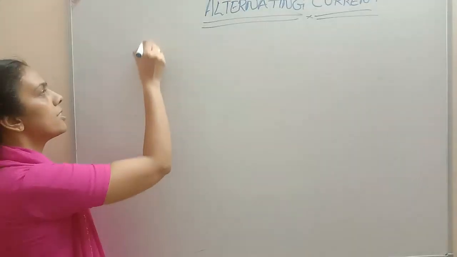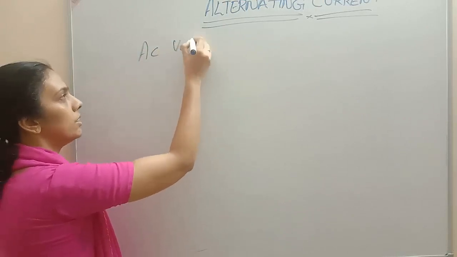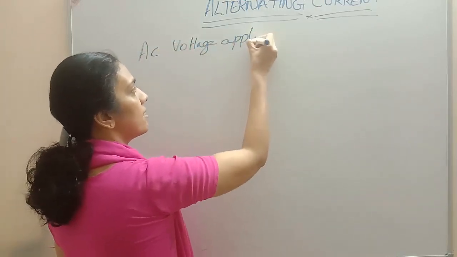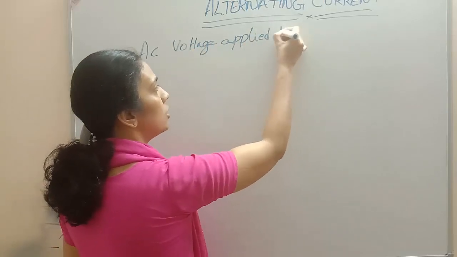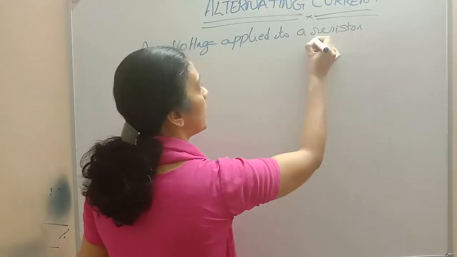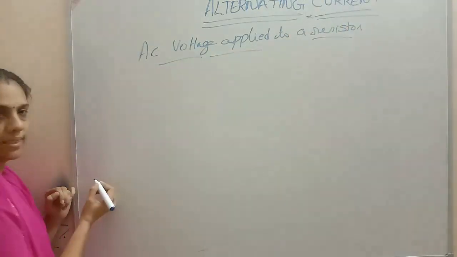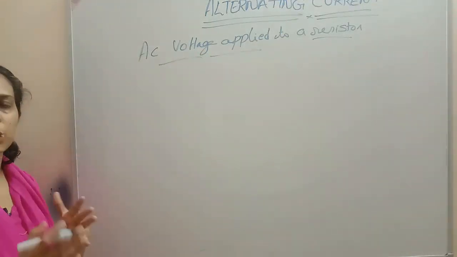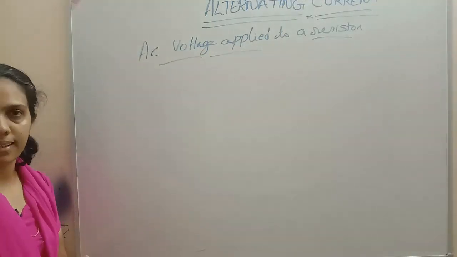So the first one is AC voltage applied to a resistor. What will happen if an AC voltage is applied to a resistor? I told you it is like a wave, and as a sine function or cosine function we can consider it, as I told you.